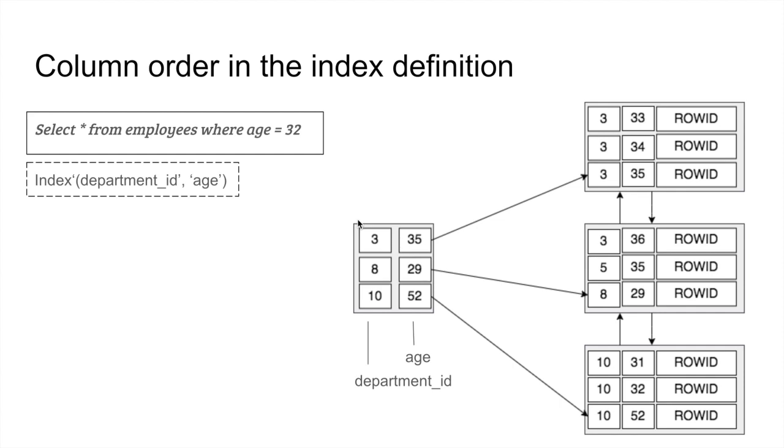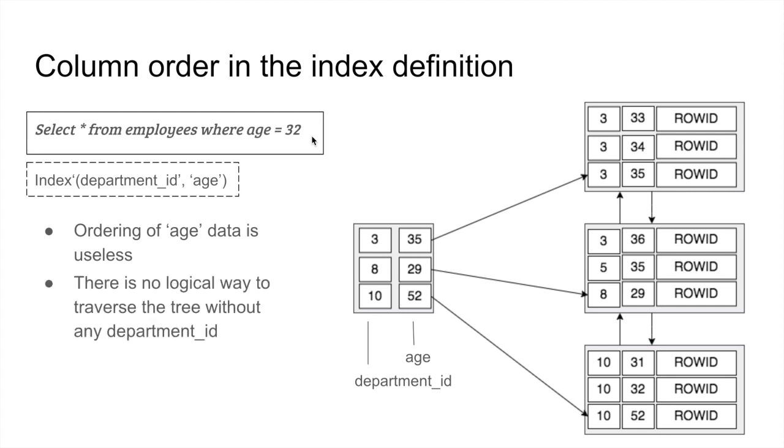But since we have no department ID search condition in the query, that makes the ordering of the age data useless in this index tree. So there is no logical way to traverse the index tree without any department ID search condition. And that's why this index is useless for this query. A fix would be to have an index on the age column or to reverse the index order.